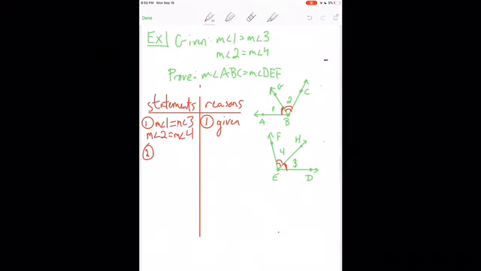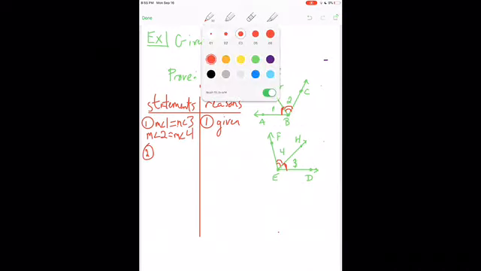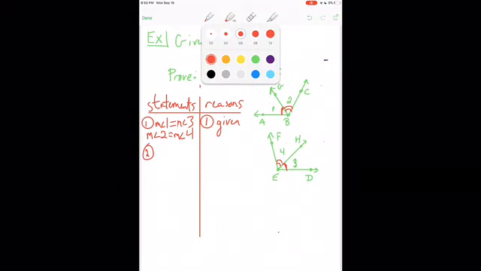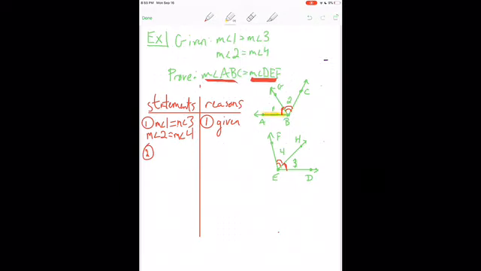All right, step 2. So our end goal, always keep that end goal in mind, right guys? The end goal is to get measure of angle ABC, measure of angle DEF, we want those two to be equal to each other. Well, looking at these two, ABC, what can I say about ABC? I know it's measure of angle 1 plus measure of angle 2. And how do I know that?